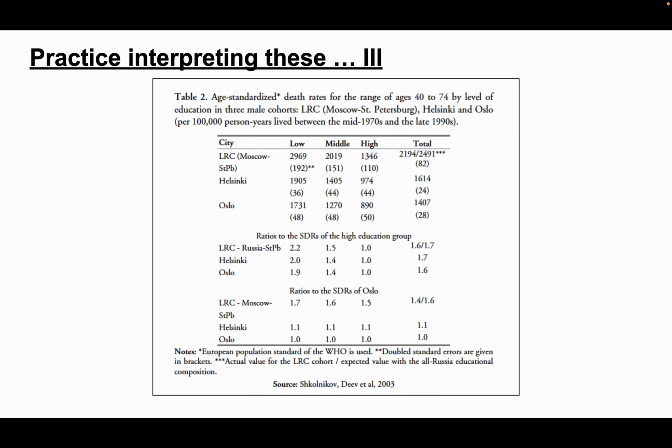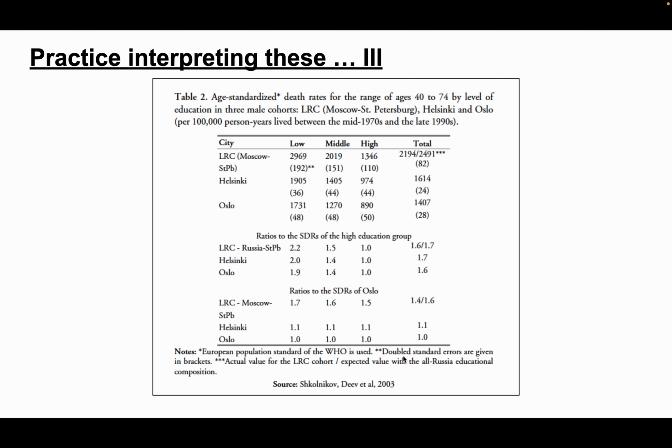Here's another one. These are age-standardized death rates for the range of ages 40 to 74 by level of education in 3 male cohorts. This is basically Moscow, St. Petersburg. This is some health center there, Helsinki, and then Oslo. And so if we look at this, note that what they tell us here is these are doubled standard errors in brackets. And these are death rates basically for these three places in the low, middle, and high education groups.